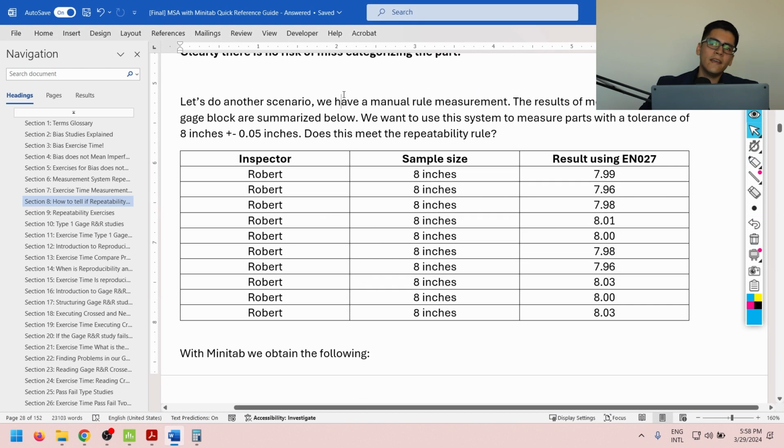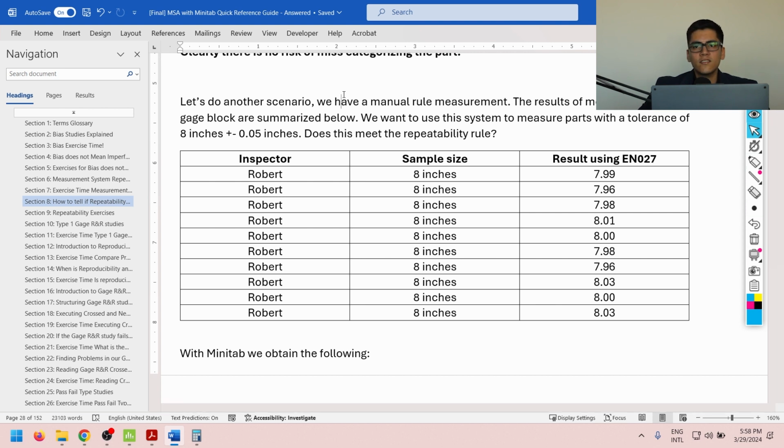So we're now going to do a second scenario. Let's say we have a manual measurement. The results of measuring an 8-inch gauge block are summarized below. We want to use this system to measure parts with a tolerance of 8 inches plus minus 0.05 inches. Does this system meet our repeatability rule?